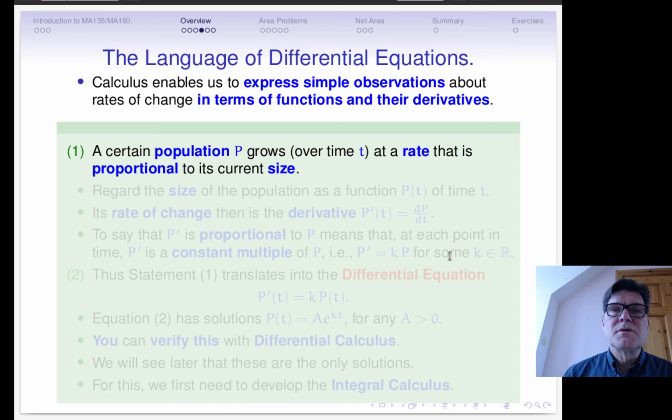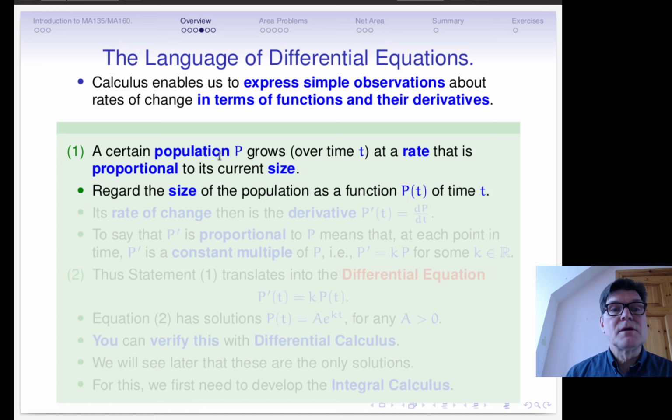Now that's a description in words which makes perfect sense. Populations grow, and the rate at which a population grows, it makes sense to describe it as being proportional to its current size. In the context of calculus, this can be described as a function.